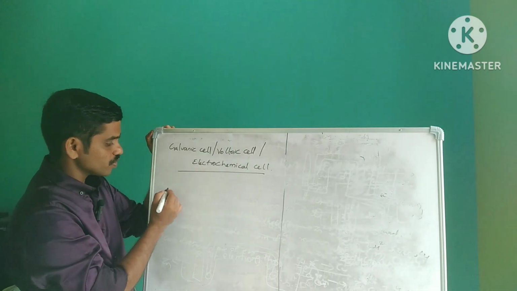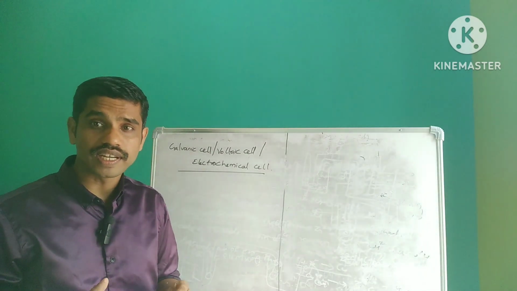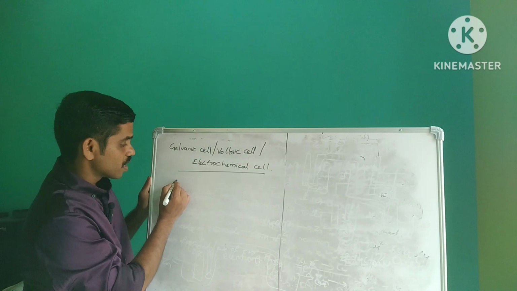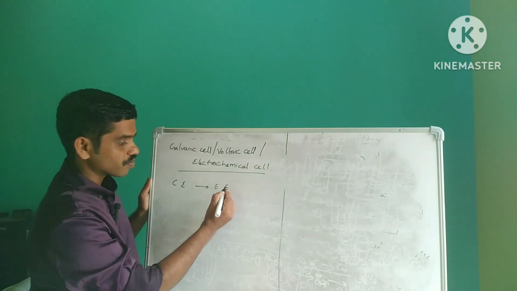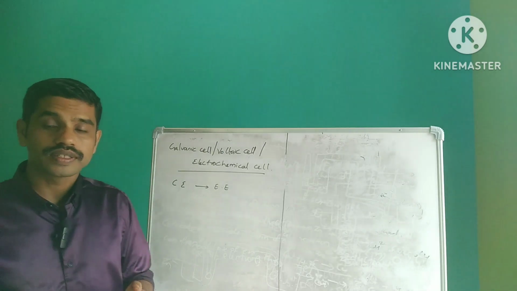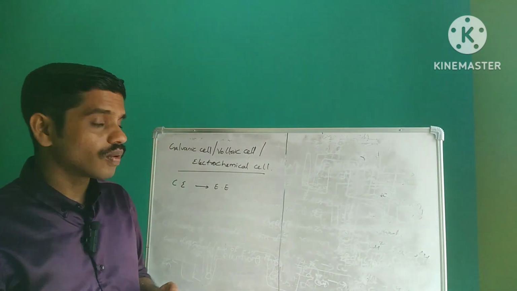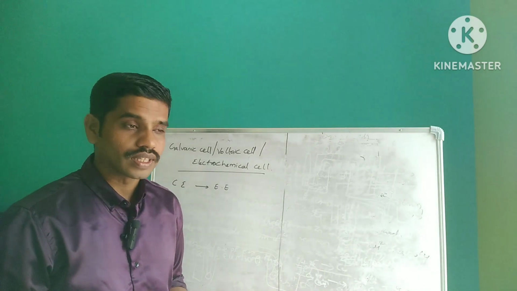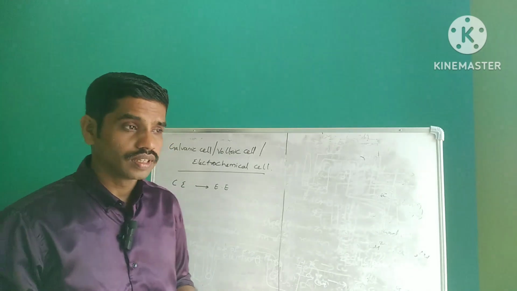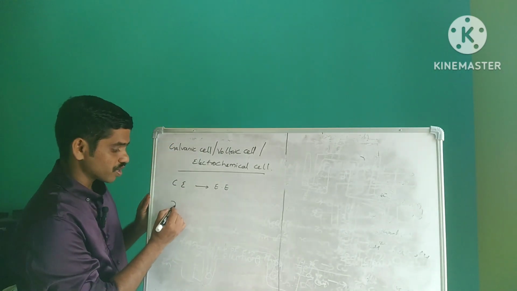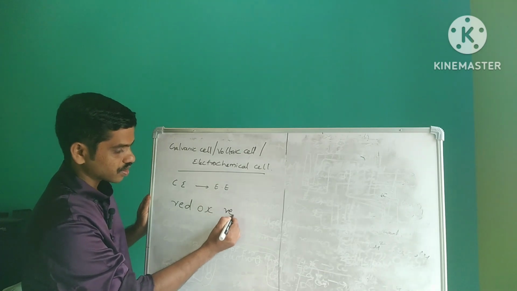It is a device. An electrochemical cell or voltaic cell is a device which converts chemical energy into electrical energy. That device you can call an electrochemical cell. So what is the basic reaction happening in this cell? The basic reaction is a redox reaction.